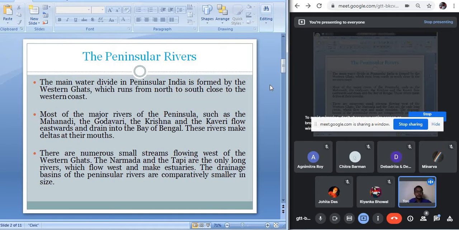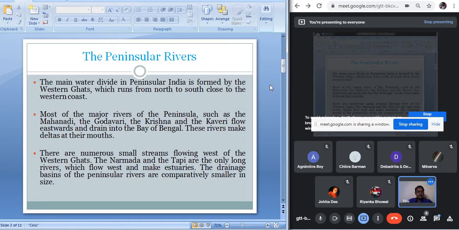Some of the peninsular rivers flow towards the west and drain their water in the Arabian Sea, and some flow towards the east and drain their water in the Bay of Bengal, just because of this Western Ghat. Some of the major peninsular rivers are the Narmada, the Tapi, the Godavari, the Mahanadi, the Krishna and the Kaveri.